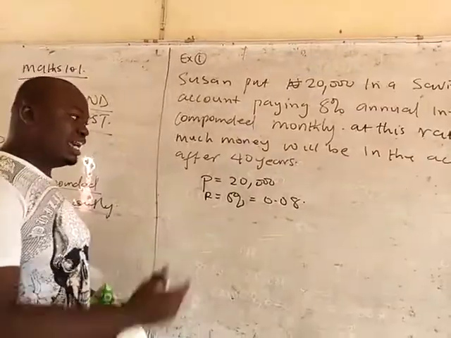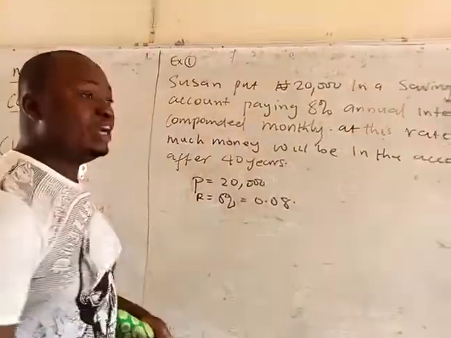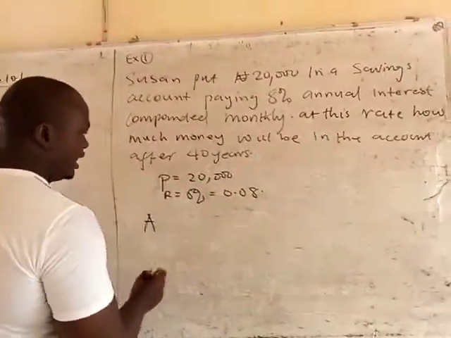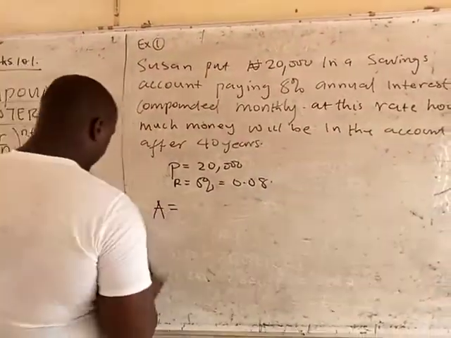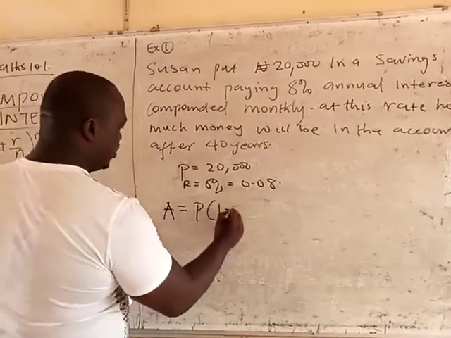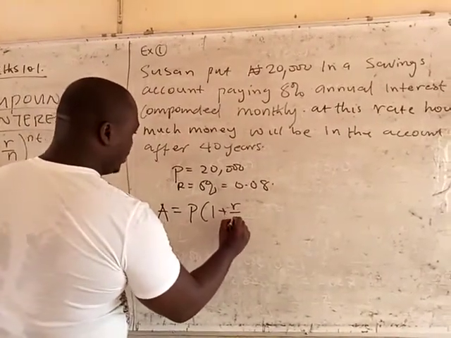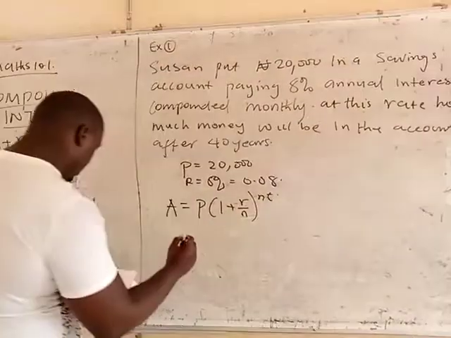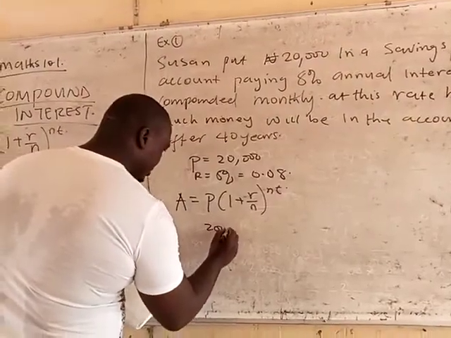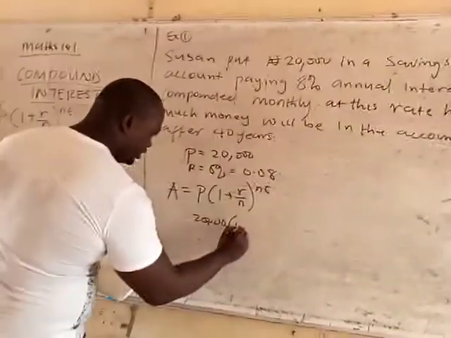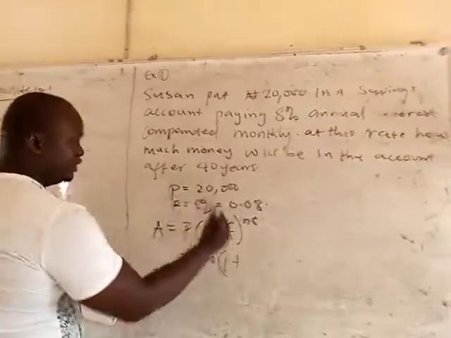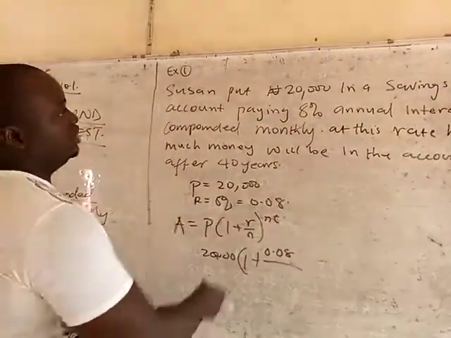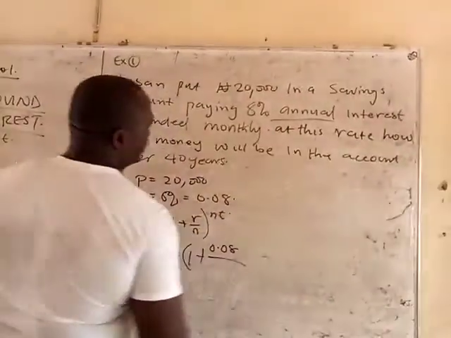So after 40 years, the amount of money is going to be, that means we're talking about the future amount, which is A. And our beautiful formula is A equals P into bracket 1 plus R all over N, and everything raised to NT, right? So you have your principal, which is 20,000, bracket 1 plus your rate, 0.08, all over the number of times compounded per year. You can see here it is annually, right?